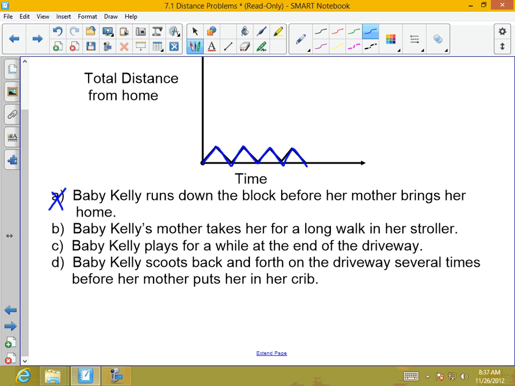Baby Kelly's mother takes her for a long walk in a stroller. Baby Kelly plays for a while at the end of the driveway. Baby Kelly scoots back and forth in the driveway several times before her mother puts her in her crib.